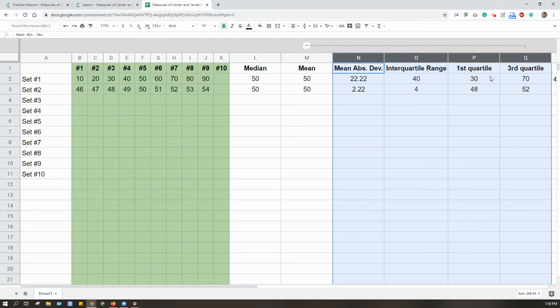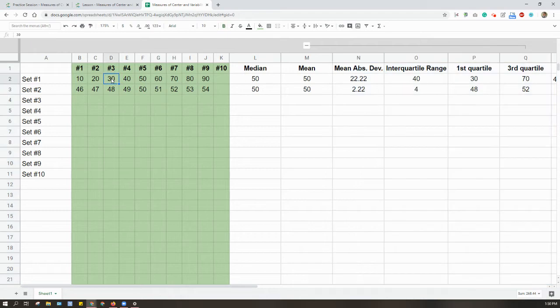The upper and lower quartiles are referred to as the third quartile and the first quartile. And basically they are the middle of the upper half of numbers and the middle of the lower half of numbers. So if we go back over to set number 1, what is the lower half of numbers? If I include the median, then the lower half of numbers is 10, 20, 30, 40, and 50. Well, what's the middle of that? 30 is. 10 and 20 are lower, 40 and 50 are higher. So the middle of the lower half of numbers is 30. So the first quartile is 30.